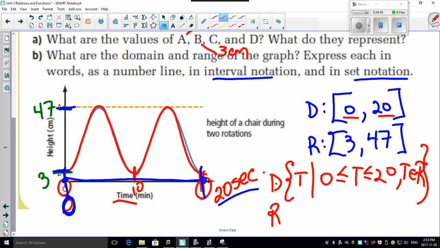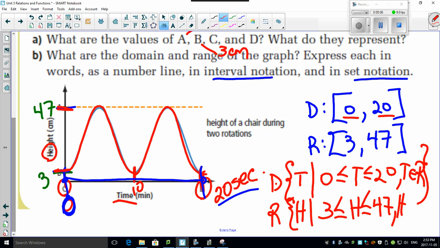Range, then, is, think about this, we're talking about our heights. So all values of h such that the height has to be between 3 and 47. Look how pretty this is. Between 3 and 47, there's your height. It has to include 3, and has to be less than or equal to 47. Your height is an element of R, and you are done.